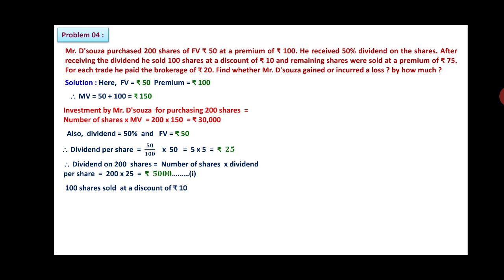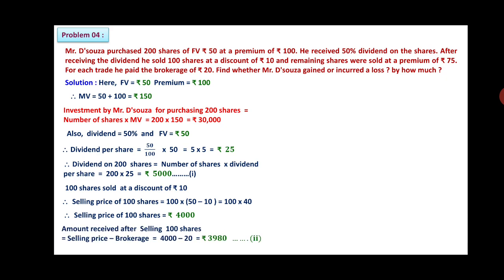Equation 1. 100 shares sold at a discount of rupees 10. Therefore, selling price of 100 shares is equal to number of shares into its rate, that is 50 minus 10, which will equal 100 into 40. Therefore, selling price of 100 shares is rupees 4000. Amount received after selling 100 shares is equal to selling price minus brokerage. So 4000 minus 20, that is 3980. This is equation 2, 100 shares sold.